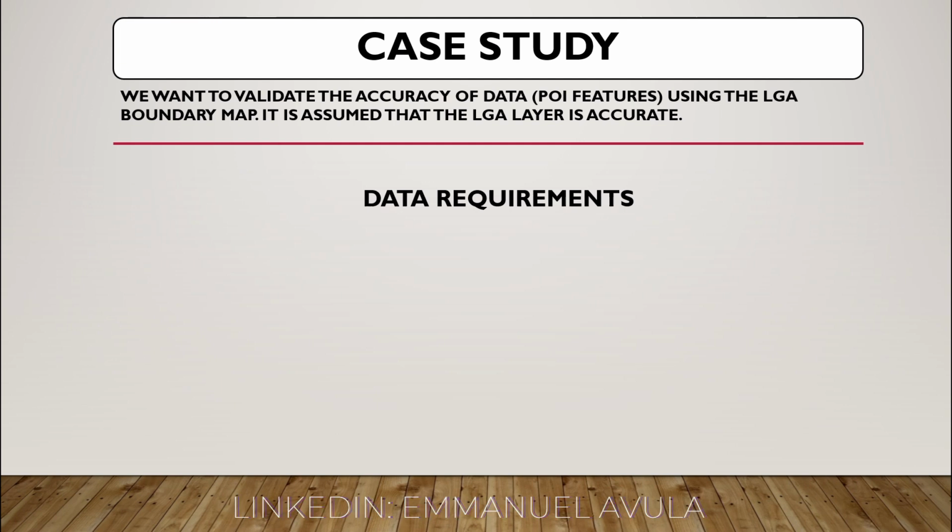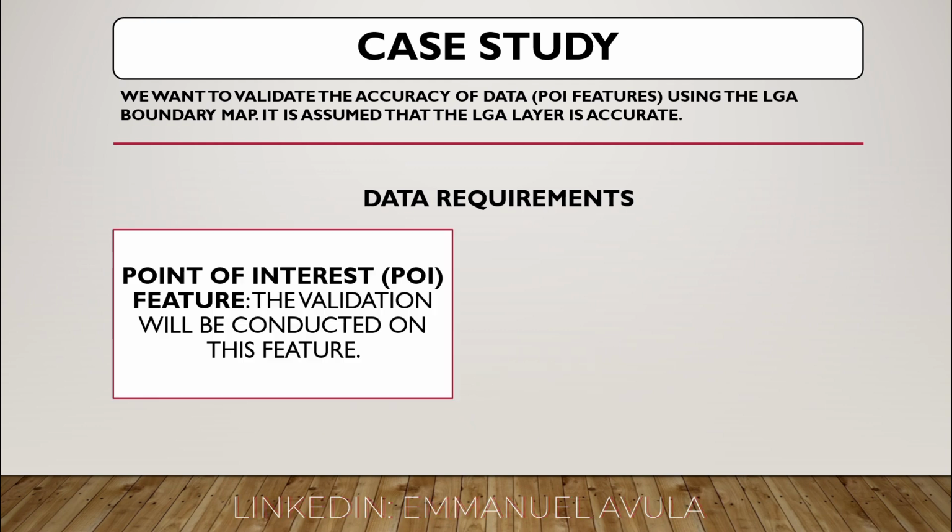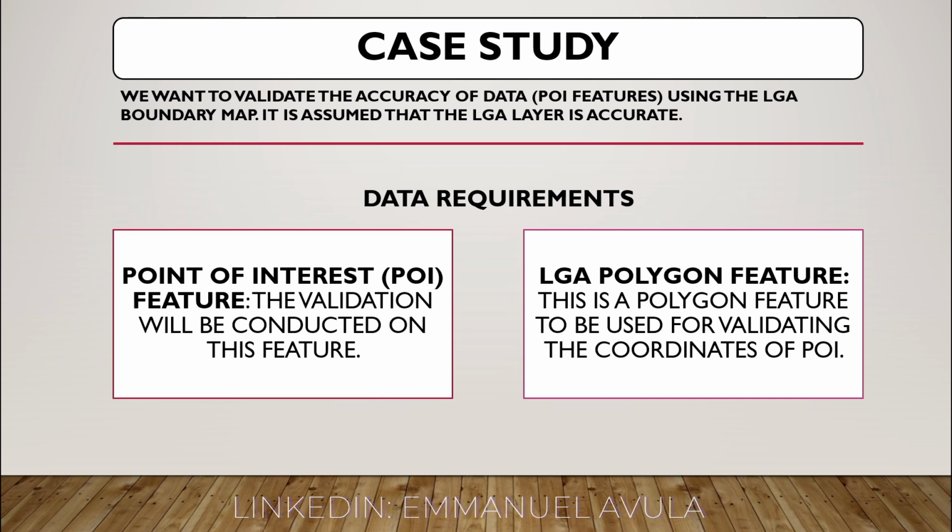So we will be using a case study. We want to validate the accuracy of point of interest based on set rules. The points of interest are point features that are supposed to be within local governments as captured in the attributes table. And so we are assuming that the local government boundary map is accurate, and we want to use it to validate the accuracy of the point of interest data. So the data requirement here is the POI, which is point of interest, that will be validated, as well as local government polygon features, which will be used to validate the POIs.